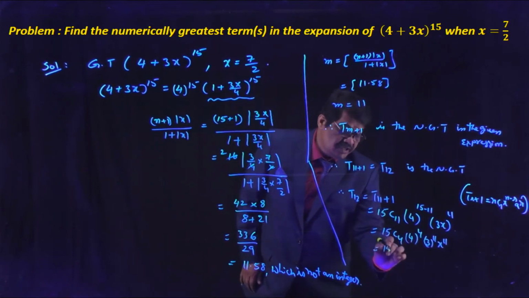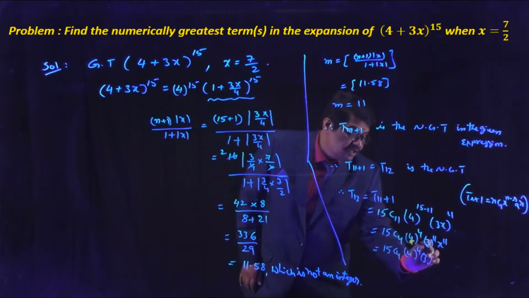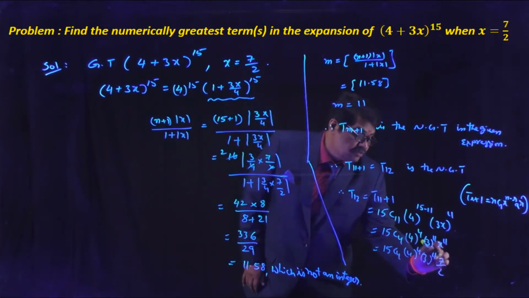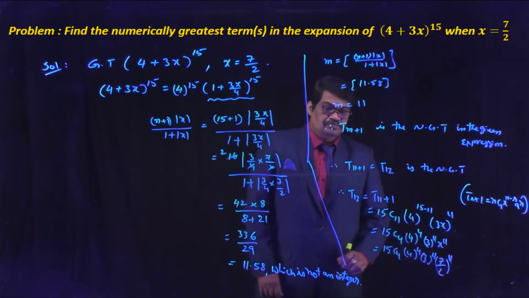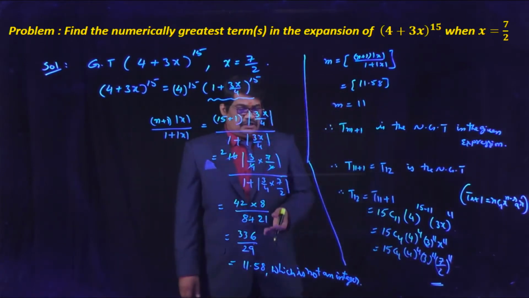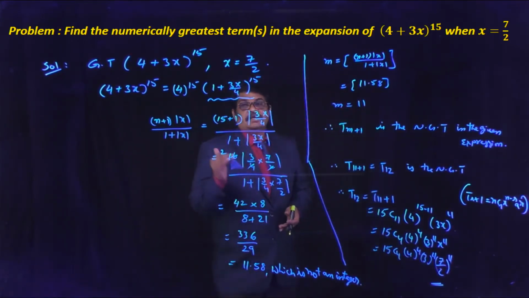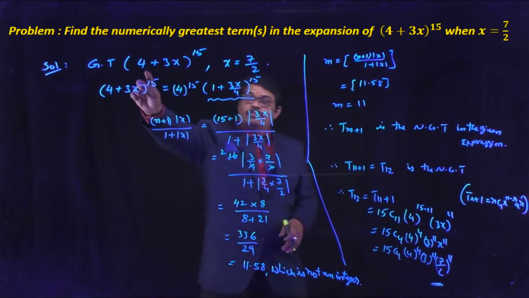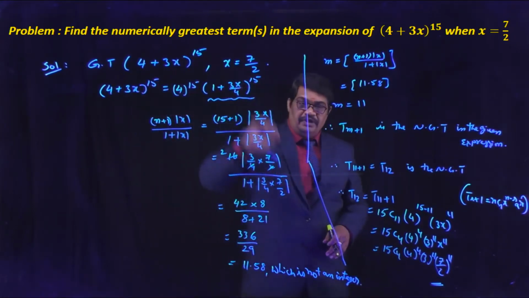Here x is given as 7 by 2, whole to the power of 11. So this is the numerically greatest term in the given expression (4 + 3x) to the power of 15.